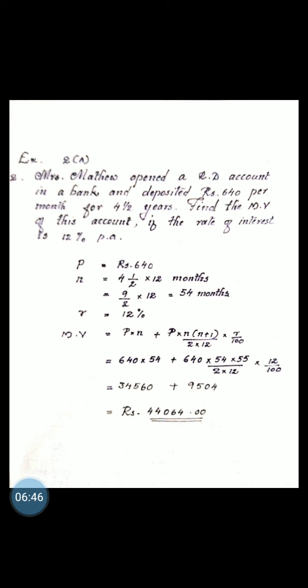Simplify that mixed fraction. 4.5 becomes 9 by 2 into 12. Simplify, you will get 54 months. And rate is equal to 12%. That's also given in that question. So, first you have to write the given things.